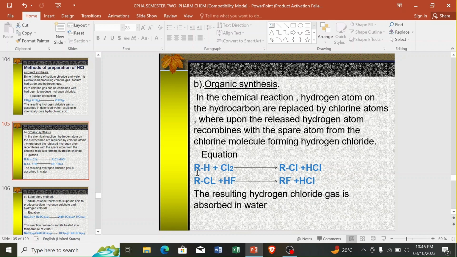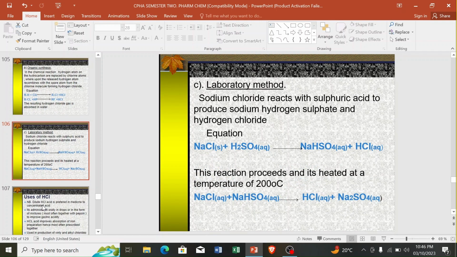And we have the equation of reaction, that is, our organic compound reacting with chlorine. This is, for example, halogenation of alkanes, giving us an alkyl halide and HCl. Then this alkyl halide further continues to react with a strong oxidizing agent, that is hydrogen fluoride, and it will give us alkyl halide and HCl. The resulting hydrogen chloride gas is absorbed in water, and then we shall have manufactured HCl.